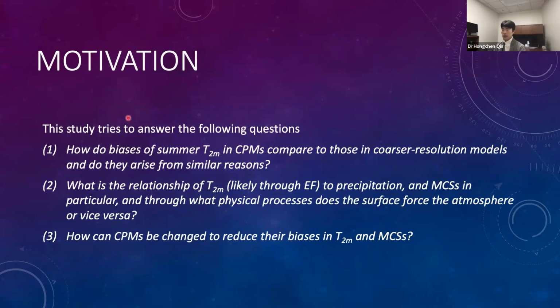So we try to answer three questions. Number one, how do biases of summertime T2M in CPMs compare to those in coarse-resolution models, and do they arise from similar reasons? Number two, what's the relationship of T2M to precipitation and MCS in particular, and through what physical processes does the surface force the atmosphere or vice versa? Number three, how can CPMs, from an engineering perspective, be changed to reduce the biases in T2M and MCS?